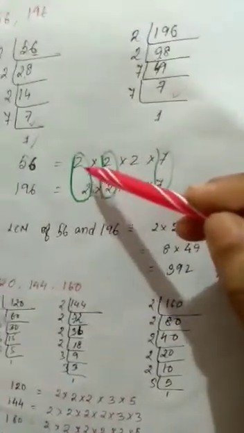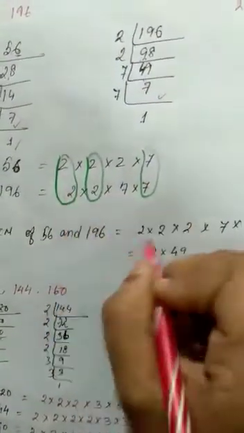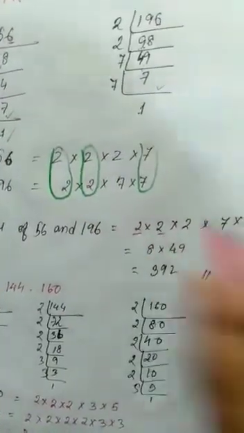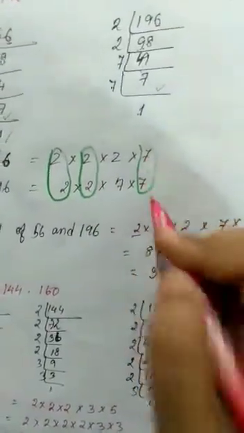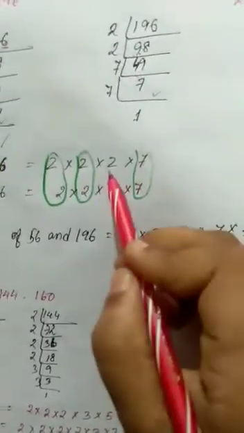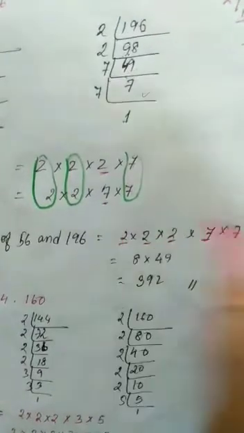See here students, all the common numbers among these: 2 and 2. So for these 2 we will write here 1 2. Then for this next 2 we will write 1 2. Now you can look, the 7 is common between these two numbers, so we will write 1 7. Now which is the remaining number? This 2, so we'll write this 2 also, and this 7 also.